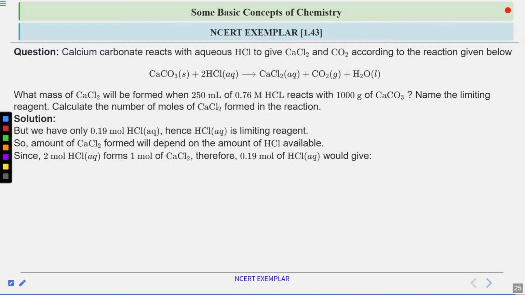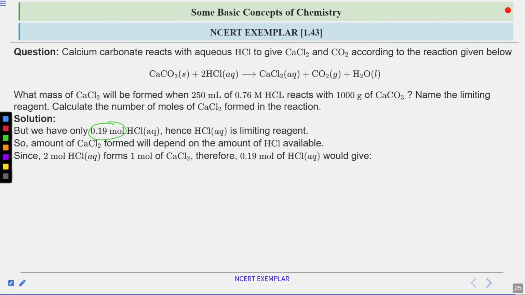Again, coming back to the equation, since HCl is the limiting reagent, it will decide the amount of calcium chloride that is being formed. So this thing is very important to understand. Since we have only 0.19 mole of HCl, it is the only thing that will decide your CaCl2 number of moles. Is there any issue in this point? How is HCl deciding the number of moles?